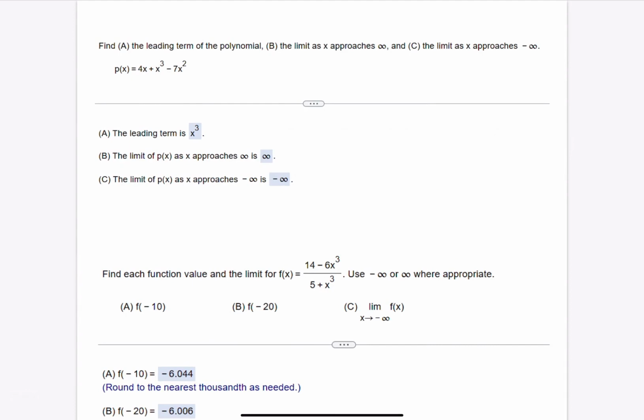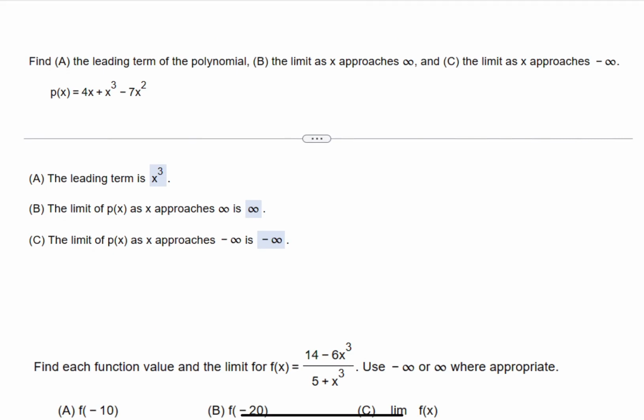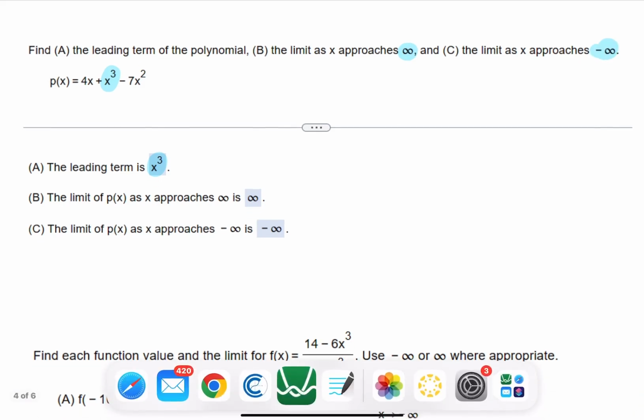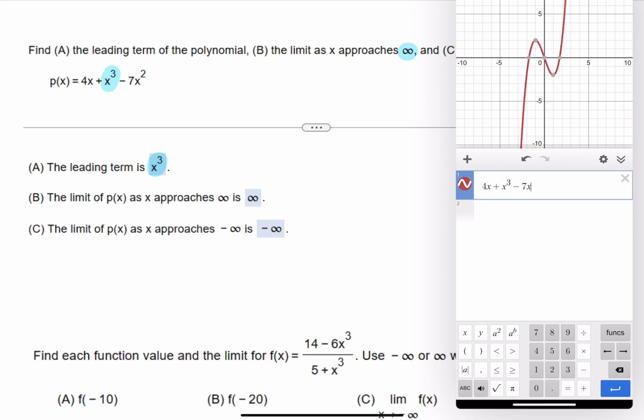Again, I like to graph these and see what's happening. Here I have find the leading term. Again, the leading term is the term that has the highest power, which is x to the power 3. And find the limit as x approaches positive infinity and as x approaches negative infinity. Again, what I'm going to do is pull this up here. You can graph it. I'm going to graph 4x plus x cubed minus 7x minus 7x squared.